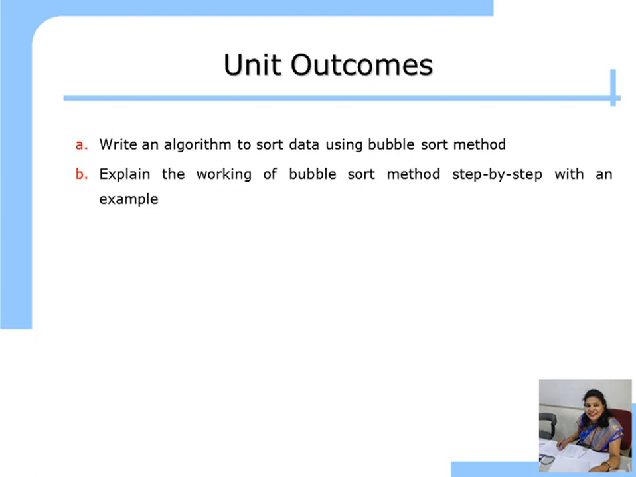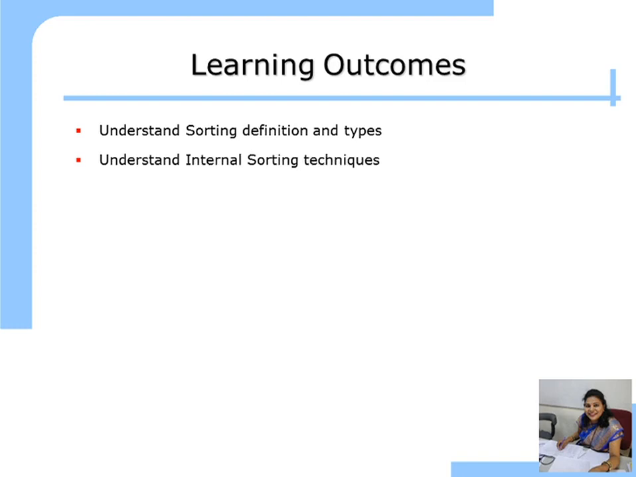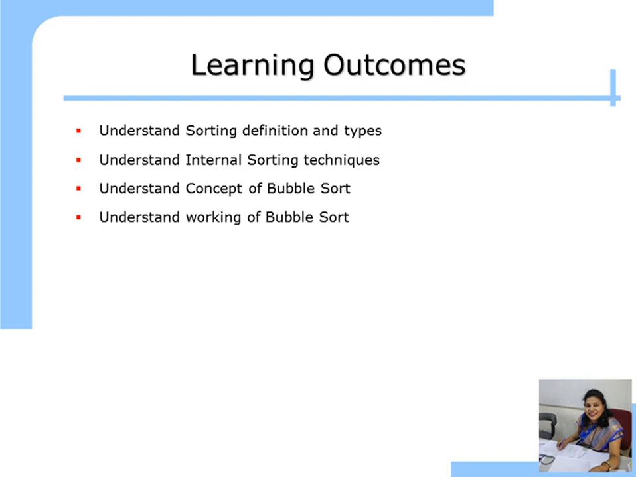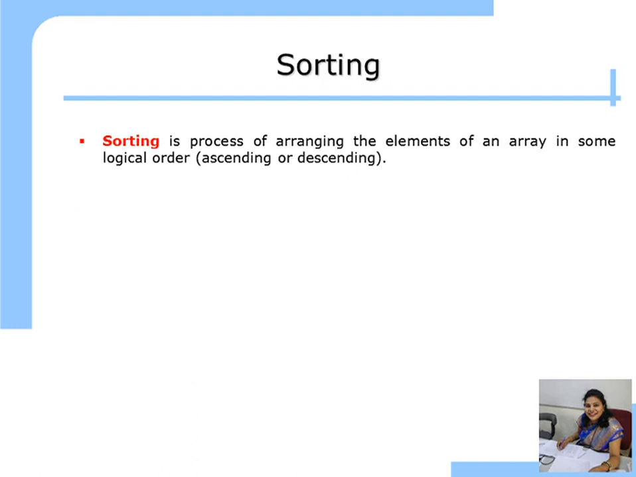The unit outcomes for this topic are: after learning this unit you should write an algorithm to sort the data using bubble sort method. Also you should explain the working of bubble sort method step by step with an example. These are the learning outcomes of this video. You should understand sorting definition and types, internal sorting techniques, concept of bubble sort, working of bubble sort, example of bubble sort, time complexity of bubble sort, and advantages and disadvantages of bubble sort.